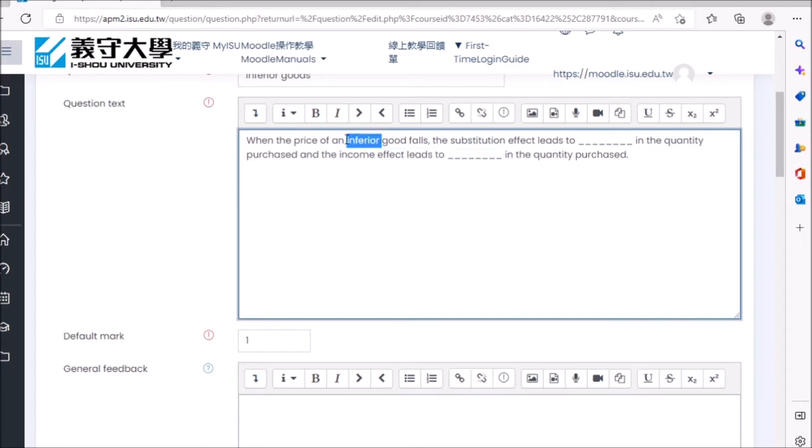While the price falls, even though my income didn't change, I do feel richer. So as our income increases, as I feel richer, I don't have to buy something of lower quality, an inferior good. So substitution effect leads to increased consumption, income effect leads to decreased consumption, and a total effect will depend on the relative size, relative magnitude of these effects.